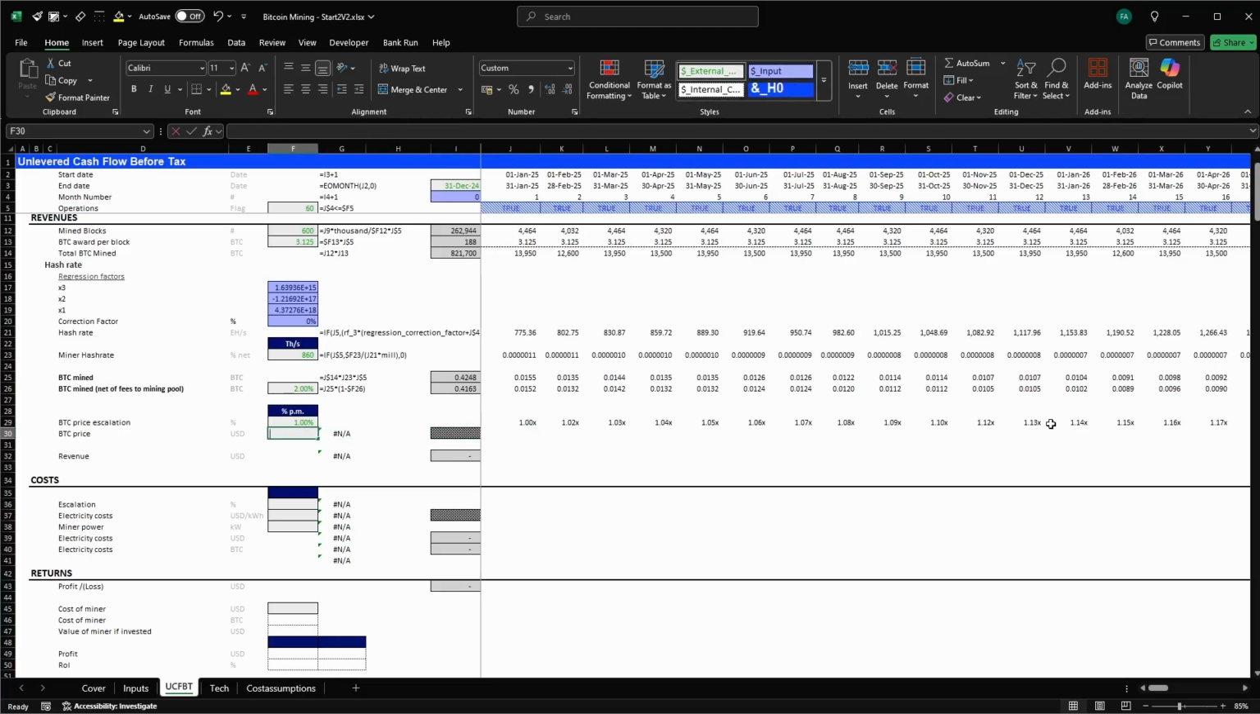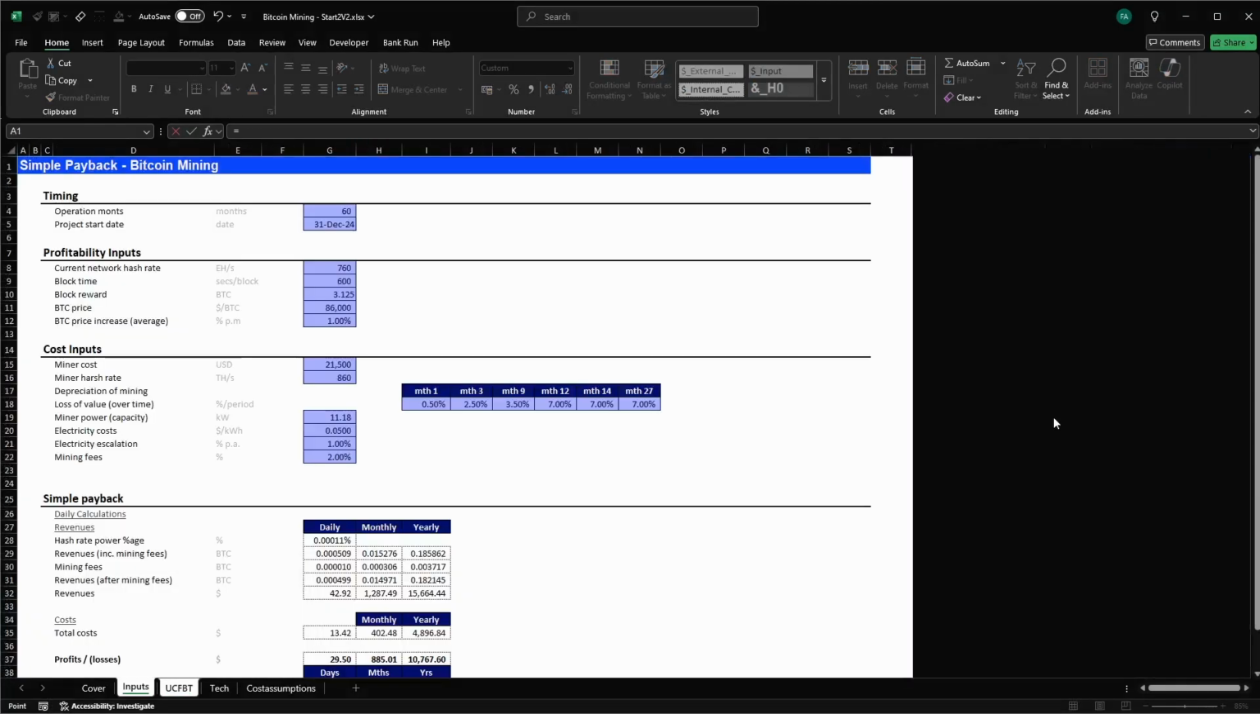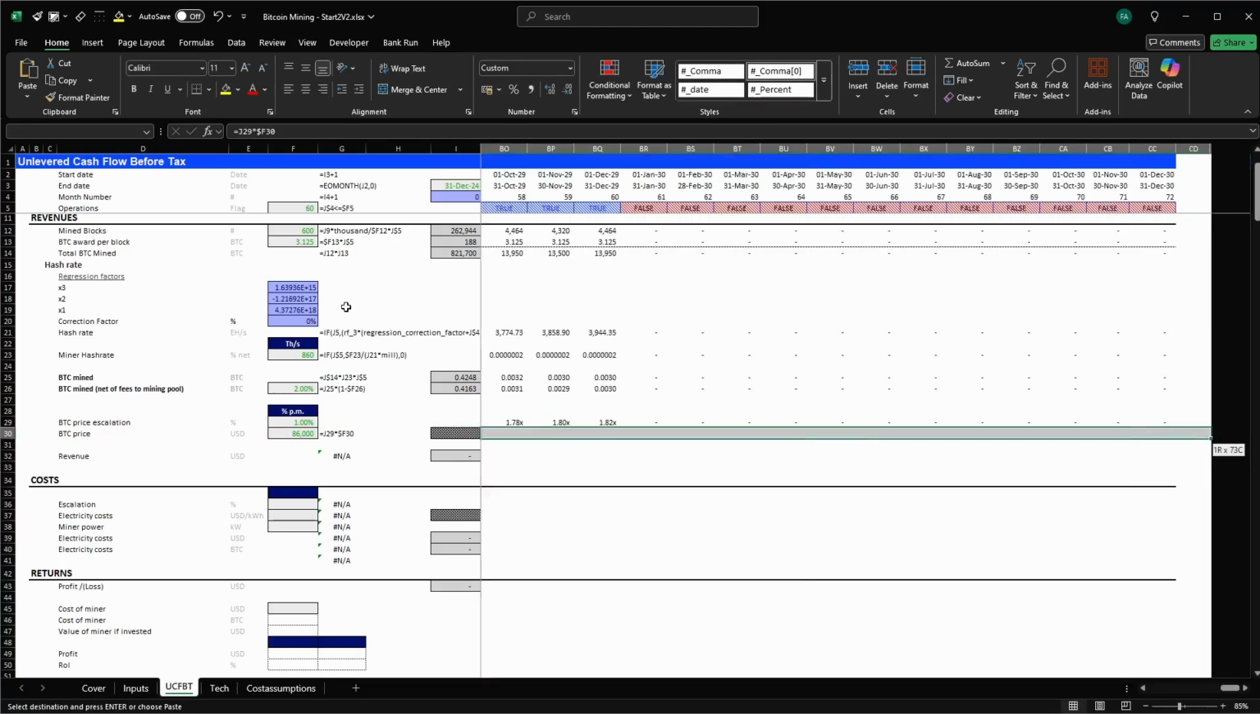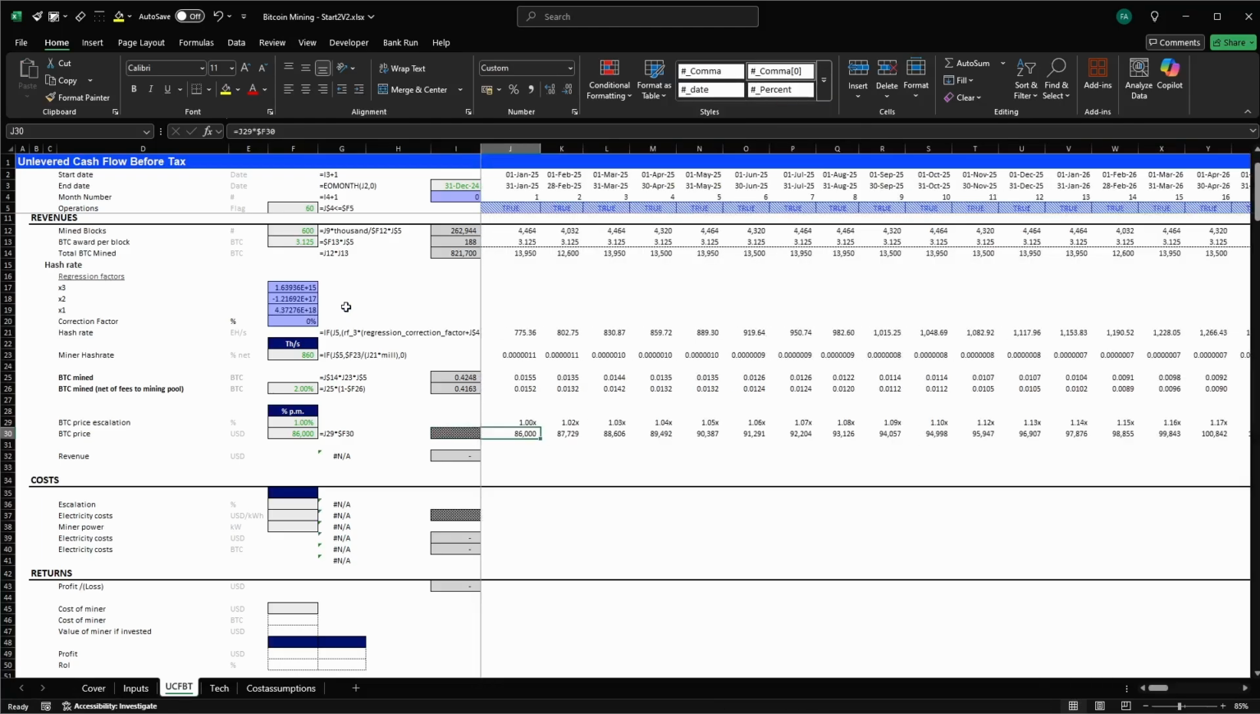And now we can say, okay, Bitcoin price today is 86. Okay, and we can calculate now the Bitcoin price by multiplying this over this and copy and paste across, and here we go. So now we have the Bitcoin price for each one of the periods. All right, just want to make sure that whatever I'm calculating is correct.